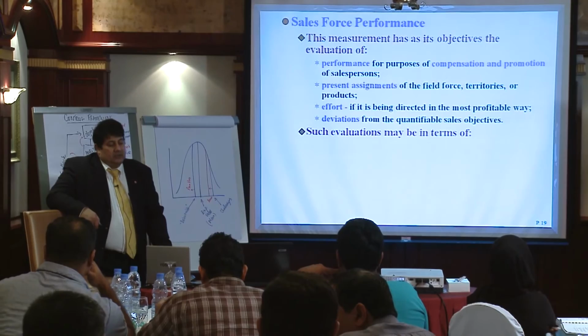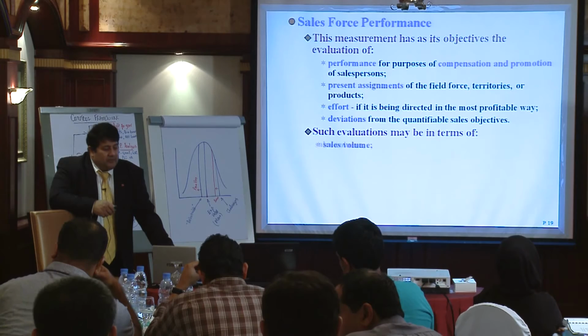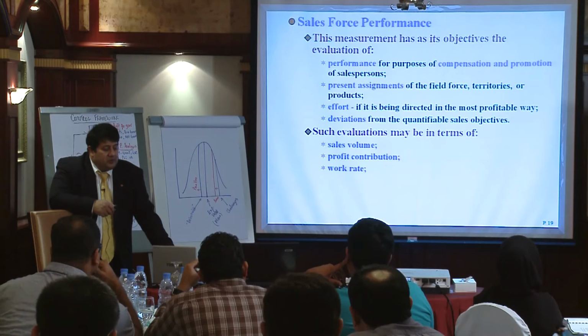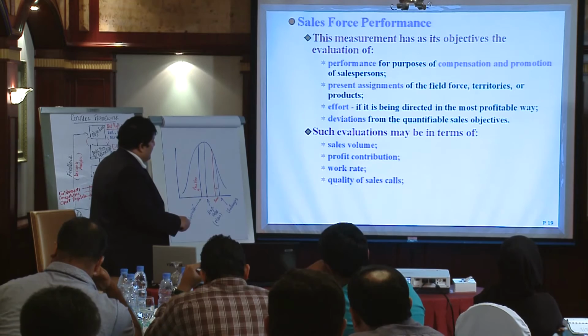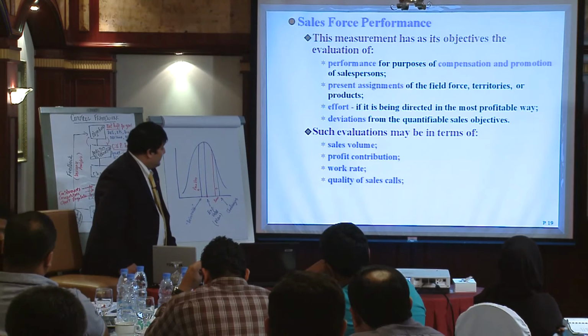So lots and lots of ways we can find this out. I mean, you've seen this before. We can look at performance in terms of sales volume, profit contribution, work rate, quality of the sales call. Quality means the amount of time that you spend with the customer compared to the number of products or services that you can sell. Efficiency in the sales force deployment, productivity, and so on.